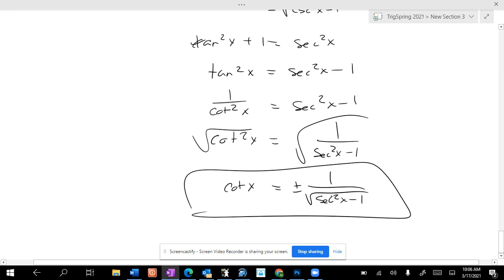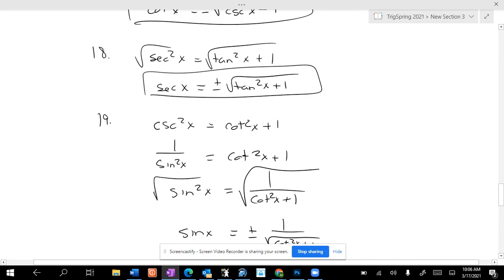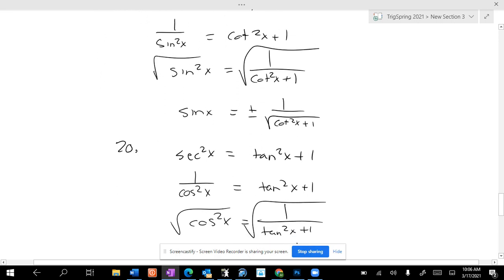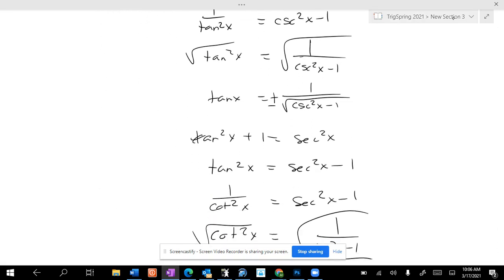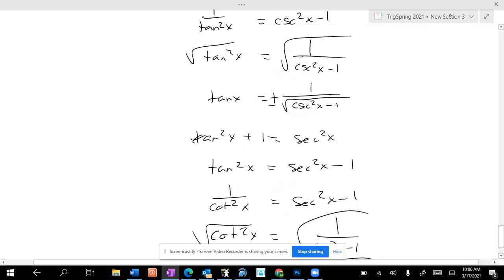All right. Now, if you want, you can use these to figure out values. And that's what we're going to do today: figure out values of trig functions in certain quadrants.